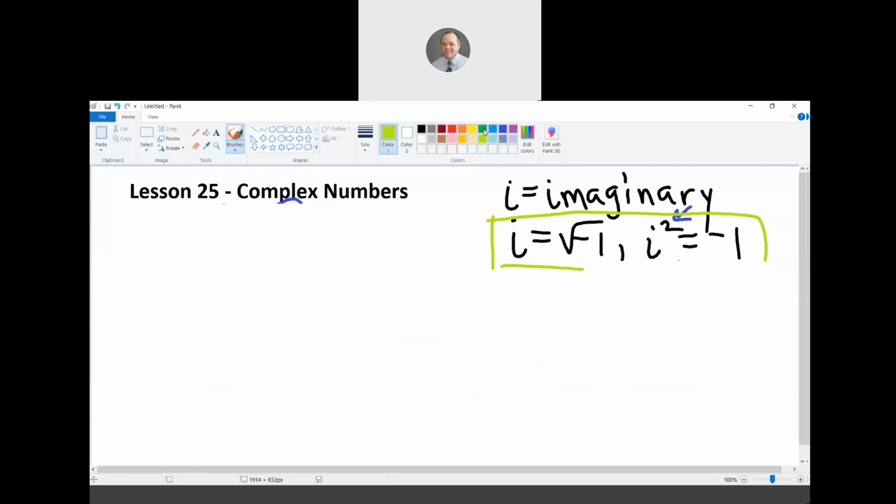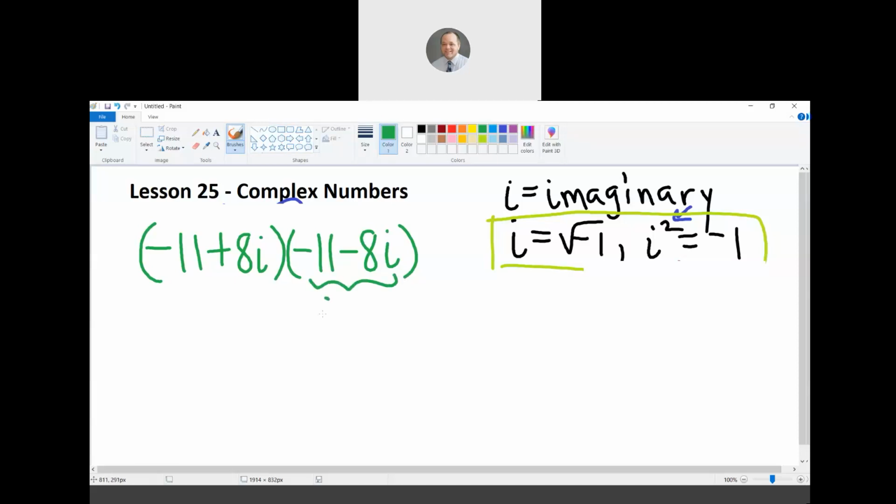We have the following question: negative 11 plus 8i times negative 11 minus 8i. Remember from radical multiplication and division, if you had the same terms but an opposite sign in the middle, then one of these is known as a conjugate.